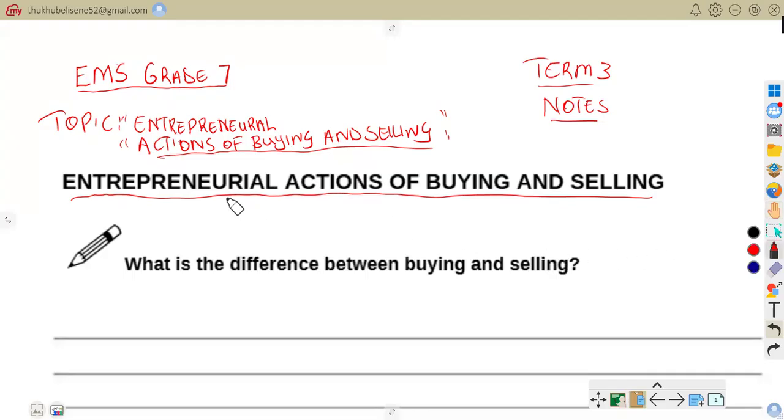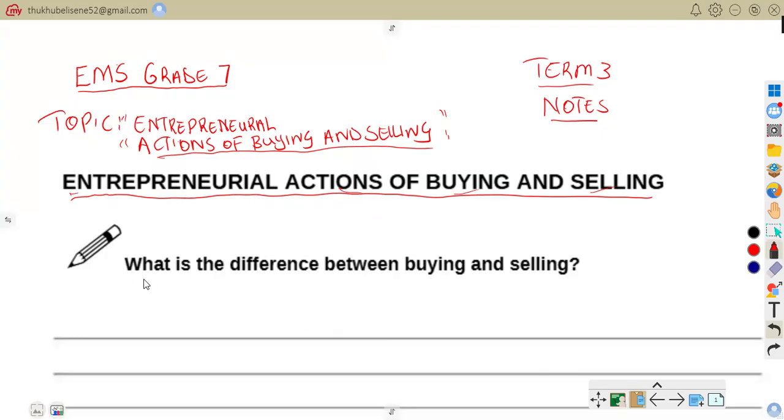We are still on Economic and Management Sciences Grade 7, EMS Grade 7. So we are on Term 3 notes. In this presentation, we are going to do entrepreneurial actions of buying and selling. This is what we are going to look at. Without wasting much time, let us get to the business of today.